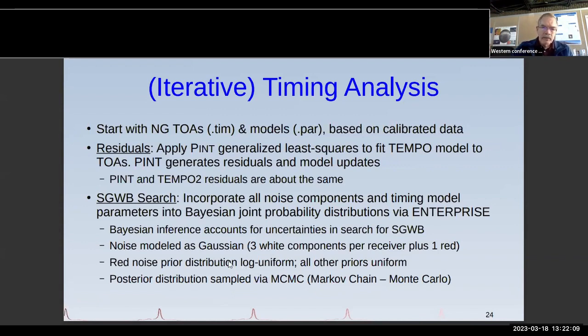And so when you're doing Bayes methods, you have to specify what your prior distribution is. You have to tell the code what the distribution is beforehand. And in this case, it's log-uniform for the red noise. The white noise is just uniform. And then the posterior means your results. And the distribution is sampled by this MCMC.